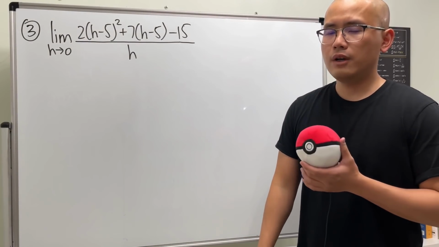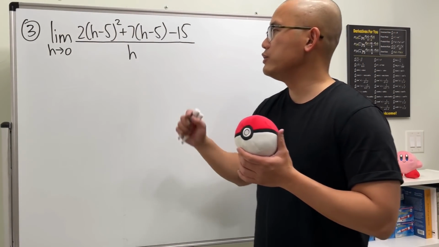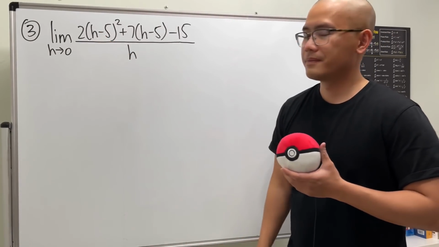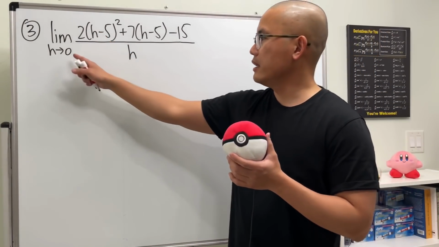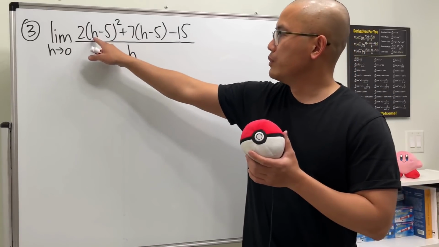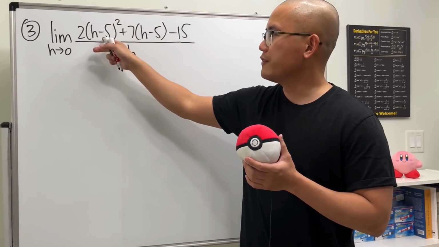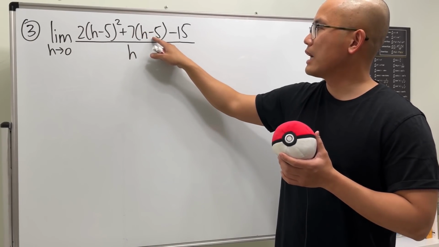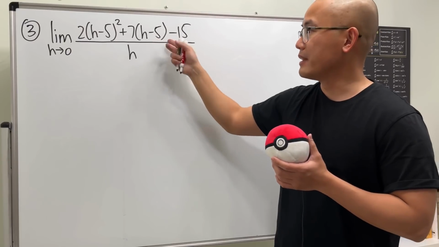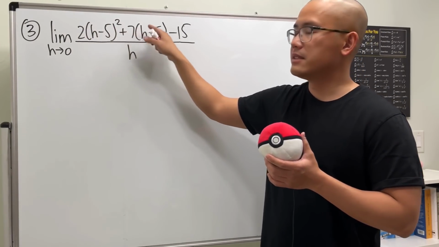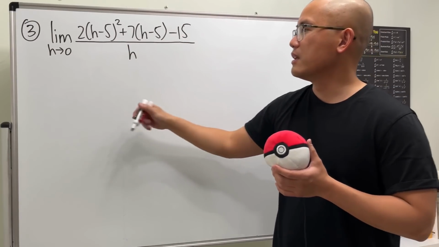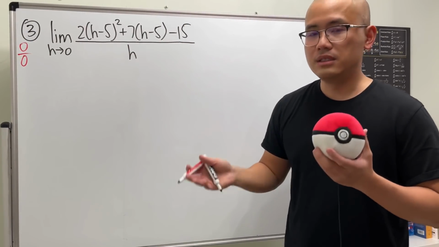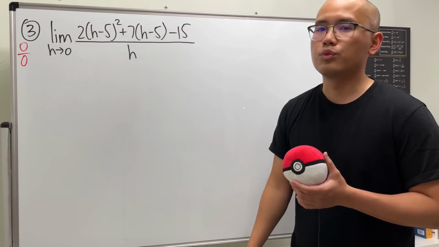Alright, for the third one, of course, let's go ahead and plug in 0 into all the h's. Okay, for the third one, we're plugging 0 into all the h's first. When we do that, we get negative 5 squared, which is 25, times 2 is 50, and then this is 7 times negative 5, which is 35, but negative. So we have 50 minus 35, which is 15, and then minus 15. So we do end up with 0, and on the bottom, we also have 0. So this is a 0 over 0 case. That means we have to do more work.